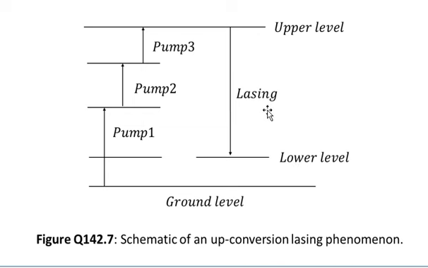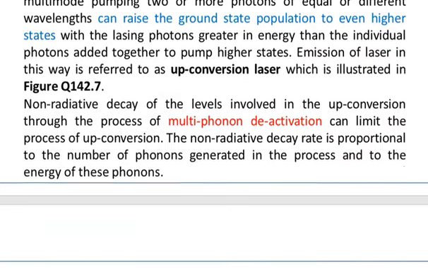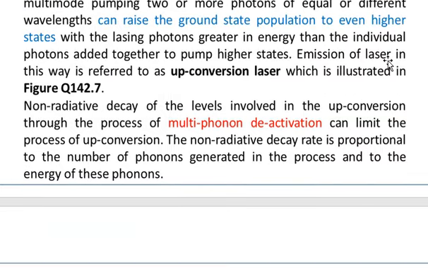So the lasing action will be processed between these two levels. Emission of laser in this way is referred to as the up conversion laser, which is illustrated in figure number 7. Non-radiative decay of the levels involved in the up conversion through the process of multiphonon deactivation can limit the process of up conversion.